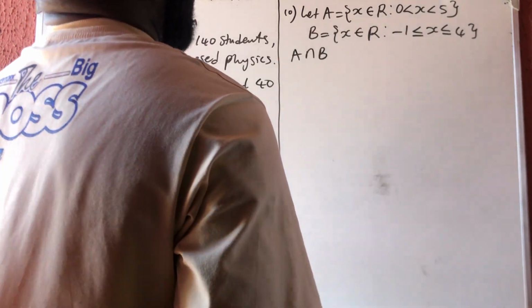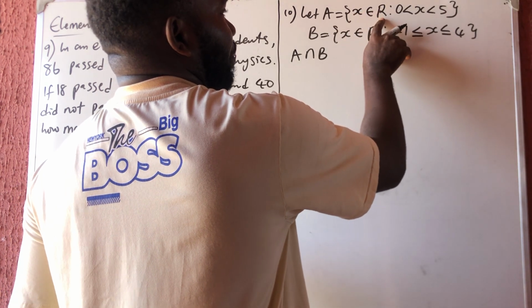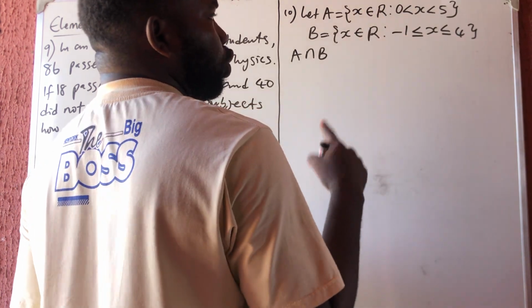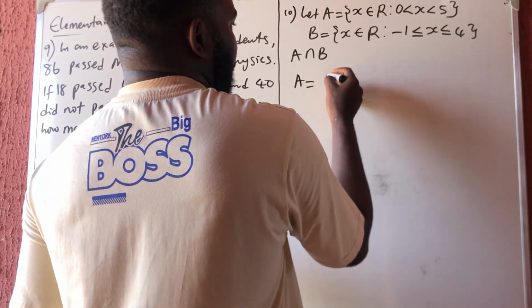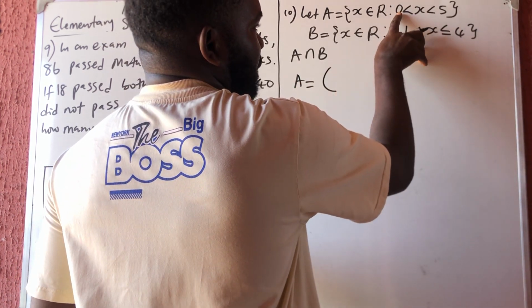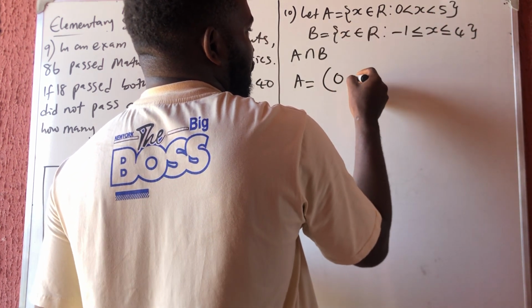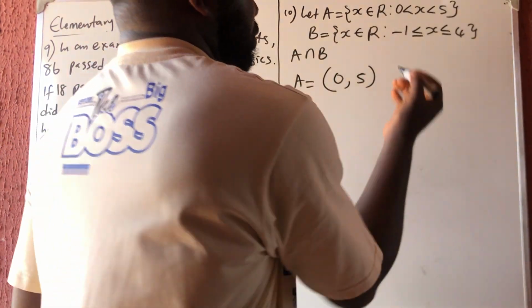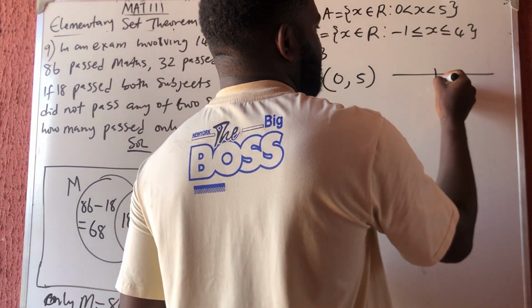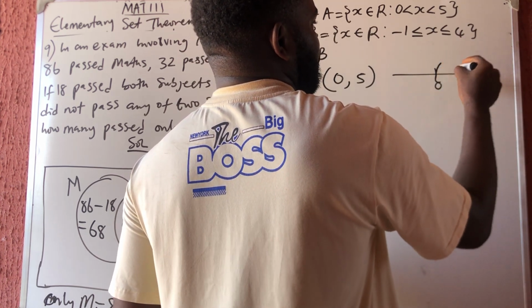Now whenever they give you a set that is an element of the real numbers, what we use is a closed or an open set. So A is simply an open set of 0, 5. Why am I using an open set? Because there is no equal to here. You can decide to draw it by yourself. This is 0 and 5. So from 0 to 5, but it is open.